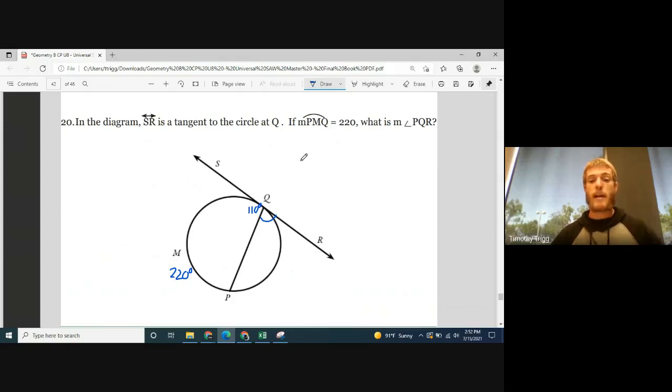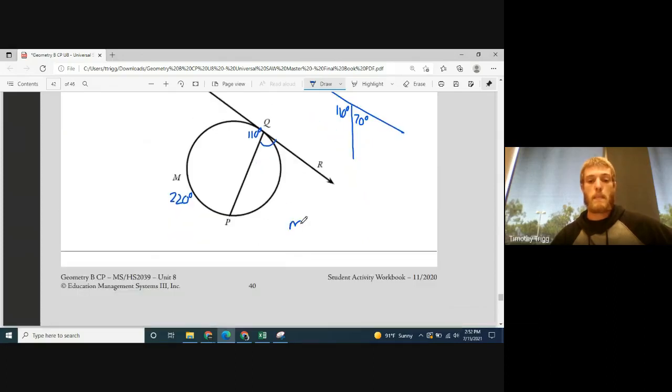But what I do know is that on a straight line, now I'm just going to draw this straight line, if I know the measure of one of those angles, I could find the measure of the other because they form a straight line together, and a straight line has 180 degrees. So these are what we call a linear pair, and a linear pair are always supplementary. They add up to 180. So if this one's 110, that means this one must be 70. Okay, so the measure of angle PQR equals 70 degrees.